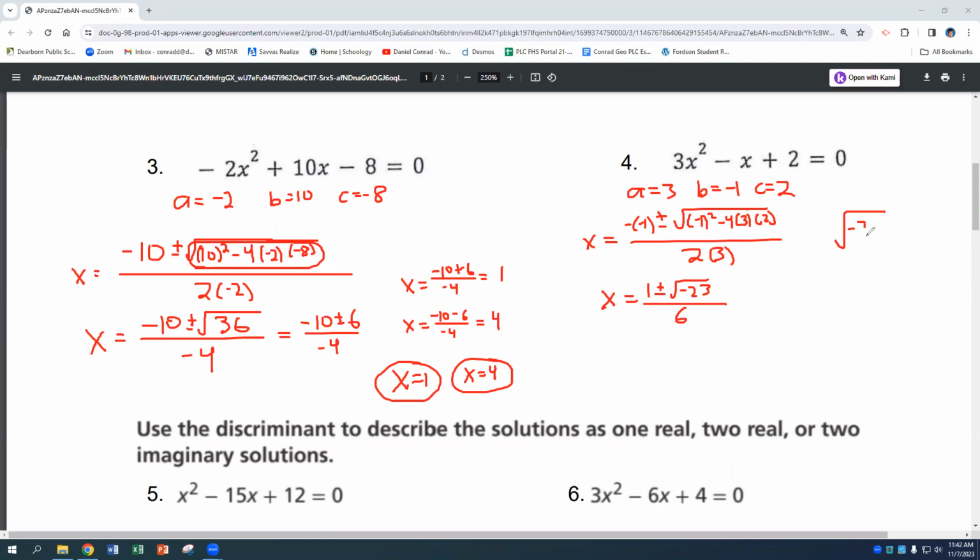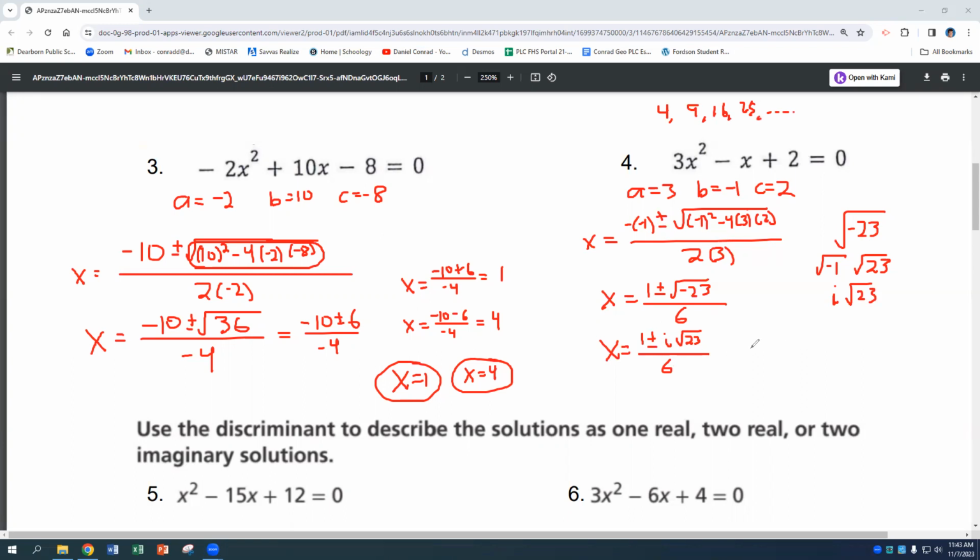Okay, square root of -23. I'm going to split that into square root of -1 times square root of 23. If we're looking at our perfect squares, 4, 9, 16, 25, and so on, there's no perfect squares that go into 23, so we're just going to leave it. So it's going to be i times the square root of 23. So I'm going to do 1 plus or minus i times the square root of 23, and this is all over 6.